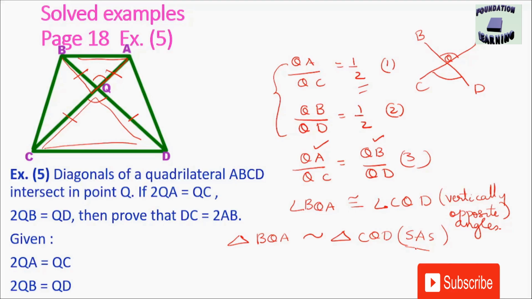Now when the triangles are similar, the corresponding sides will also be in proportion.